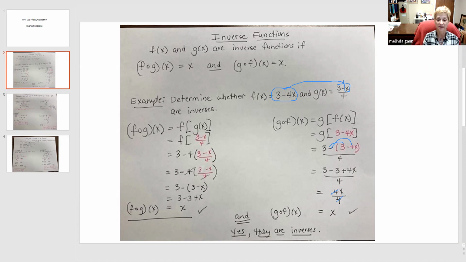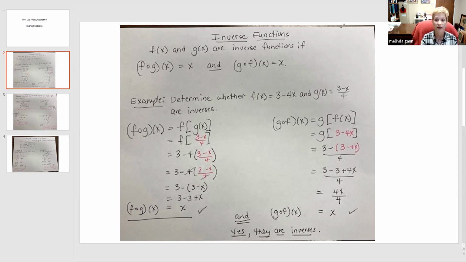So I would say, yes, they are inverses. If one of these did not work, if I didn't get x, then I would stop immediately and just say, no, they are not inverses. Okay? So I've got to see you on a test, on your third test, I have to see you check it both ways and on your homework. And then you write down, yes, they are inverses, or no, they're not.